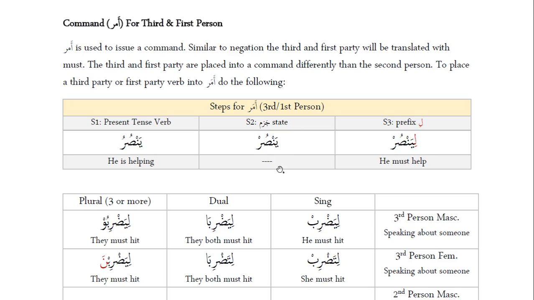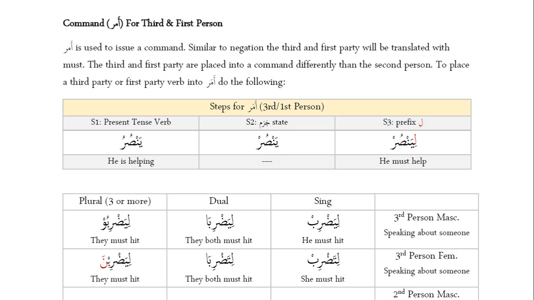So when it comes to amr, there are 3 steps. So the first thing is, remember, you cannot command in the past because it's already happened. So you're dealing with a present tense verb. So let's take this verb yansuru, right? Which means he is helping. That's the first step. So just take a present tense verb. Next, you want to put it into a state of majzoom. So that pretty much means to put a sukoon on the end in the singular case.